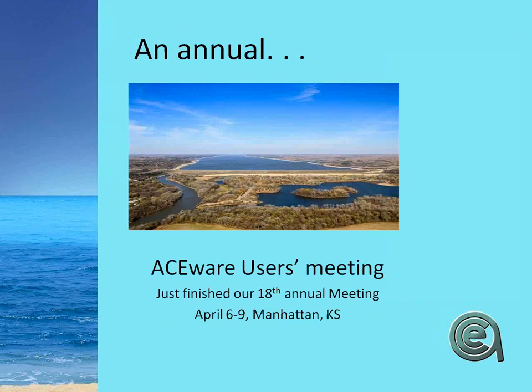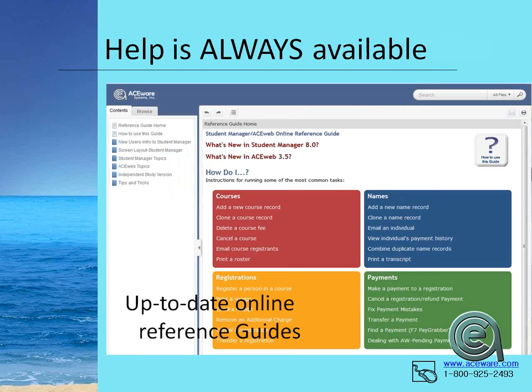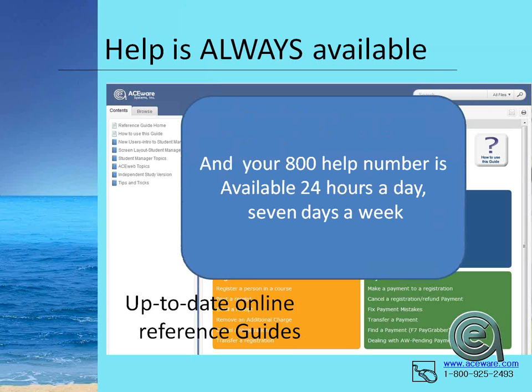We have an annual users meeting every year. We offer regular training with webinar training and public training, and we offer an up-to-date online help guide. And we have an 800 help number that is available 24 hours a day, 7 days a week. Our regular hours are 7 a.m. to 6 p.m. Central, but we have an after-hours emergency line that is open 24 hours a day.